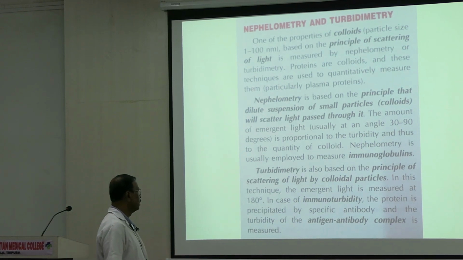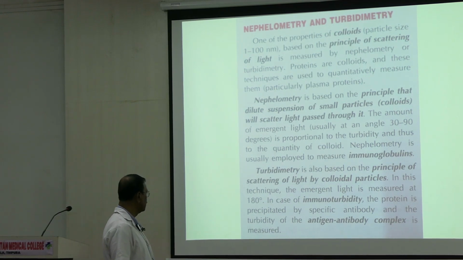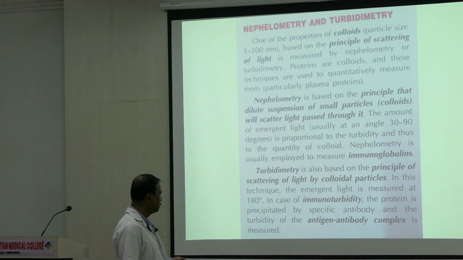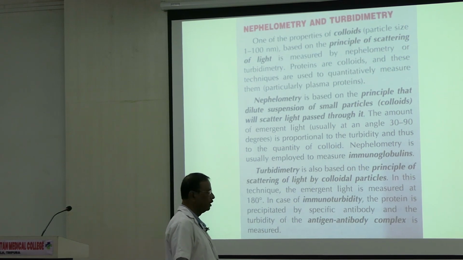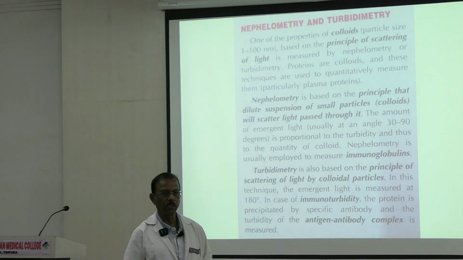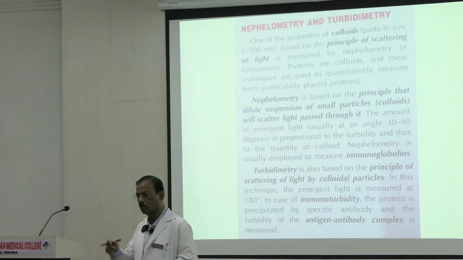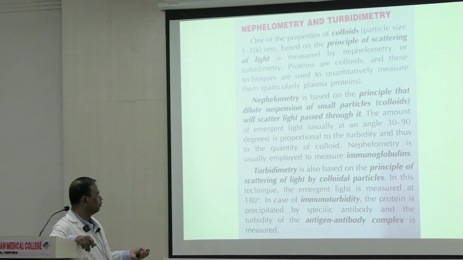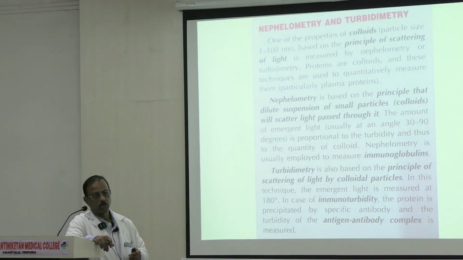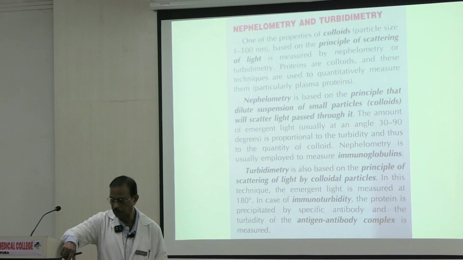Turbidometry is also based on the principle of scattering of light by colloidal particles. Only here the difference is that the angle of emergent light is 180 degrees. In immunoturbidity, the protein is precipitated by a specific antibody, and the turbidity of the antigen-antibody complex is measured. We add antibody to the solution containing antigen, so there is an antigen-antibody reaction and turbidity of the solution. That turbidity is measured by turbidometry, and the amount of antibody or antigen of interest is measured.